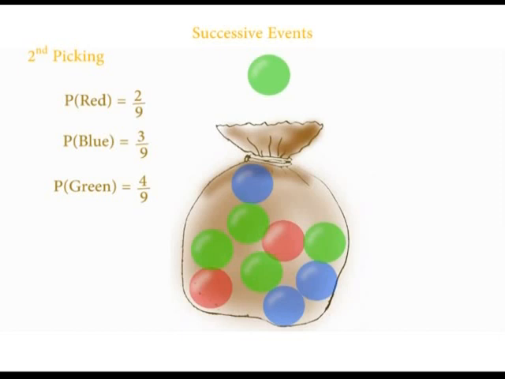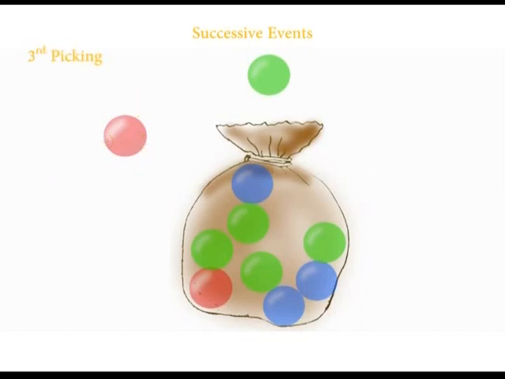Suppose in the second picking you chose a red ball. Now in the bag there remain 8 balls, and so if you go for the third picking, the probability of picking a red is 1 over 8. The probability of picking a blue is 3 over 8, and the probability of picking a green is 4 over 8, and on and on. So take note of that. It is called successive picking without replacement.